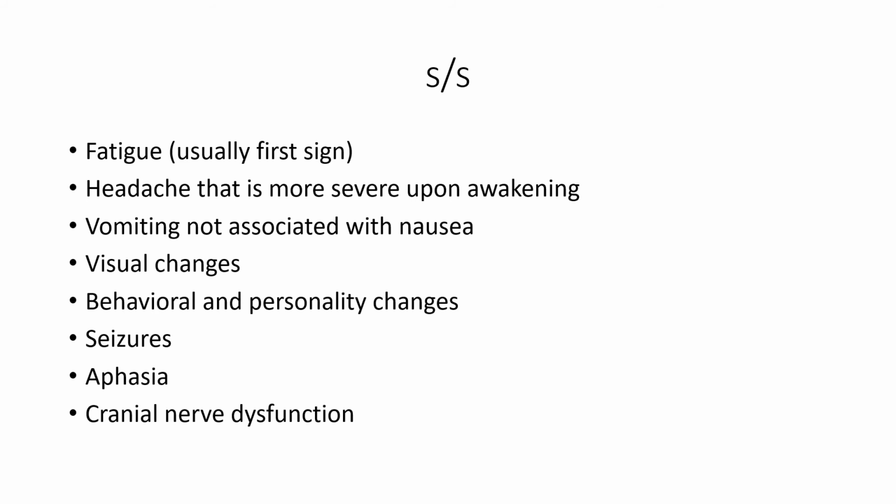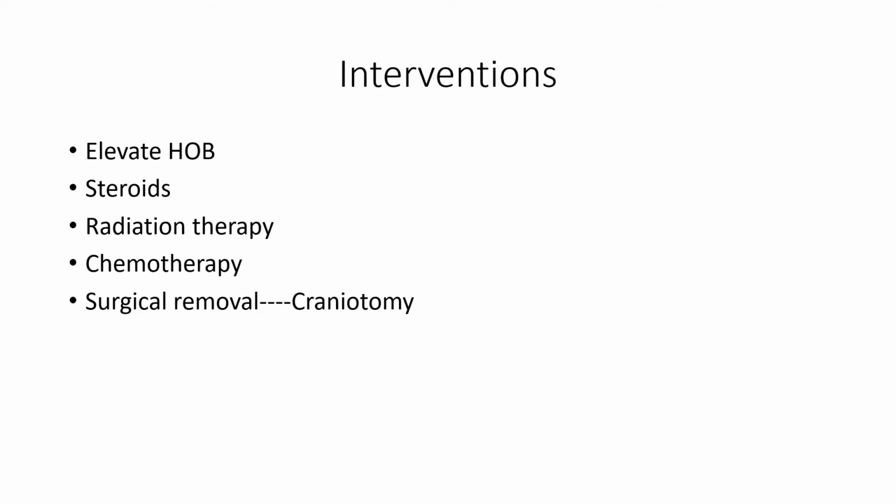Those are your classic triad of a brain tumor. Some interventions: we're again going to keep the head of the bed elevated, possible steroids, radiation, and chemotherapy, which we talked about last semester, and we're going to have to possibly look at surgical removal, which is a craniotomy.